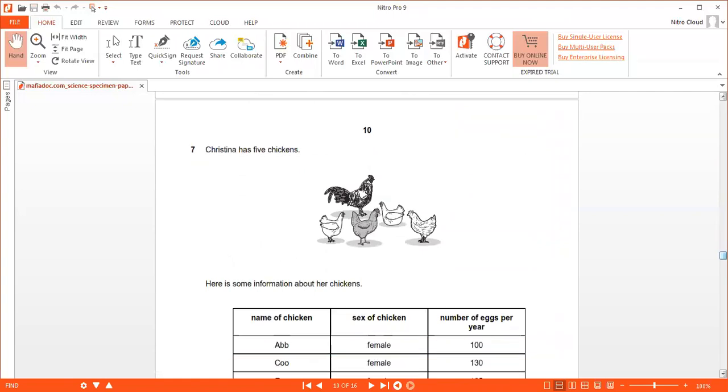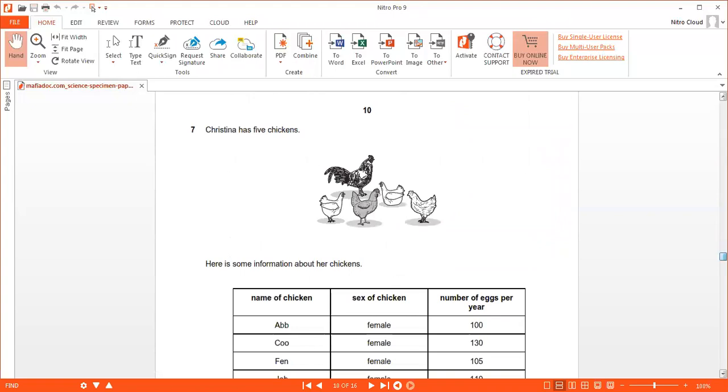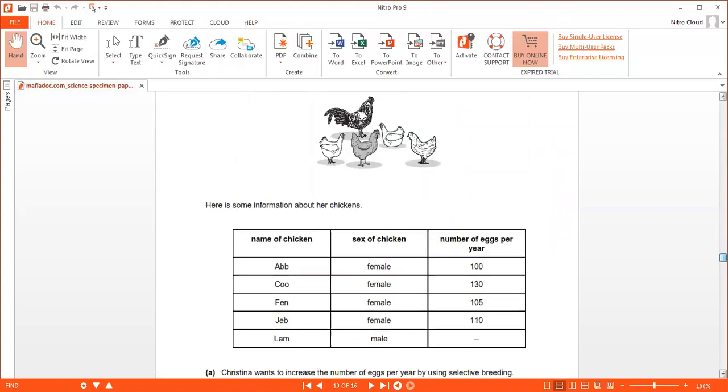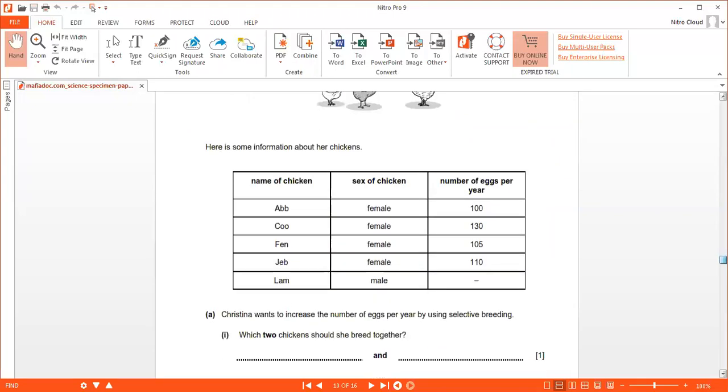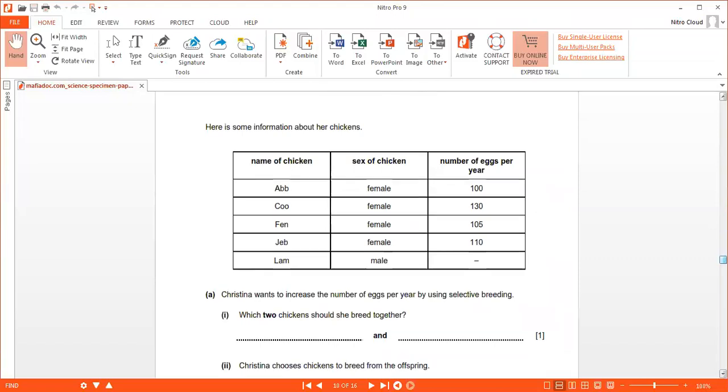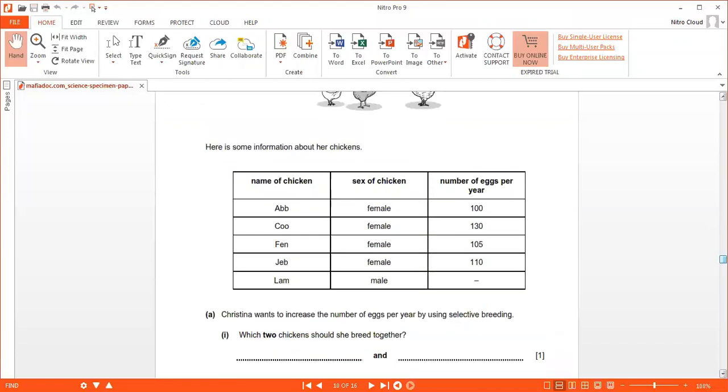Number 7. Christina has 5 chickens. Here is some information about her chickens. Christina wants to increase the number of eggs per year by using selective breeding. She will select the chickens that she wants to breed together. Which 2 chickens should she breed together? Look at the table. She wants to increase the number of eggs per year, so she will choose which 2 chickens to breed together.